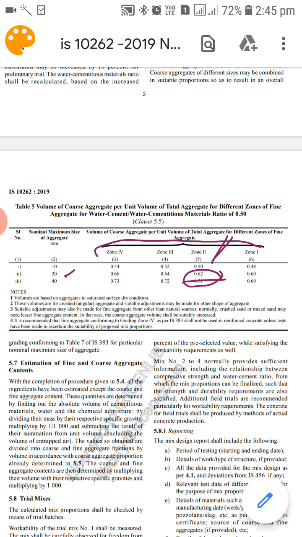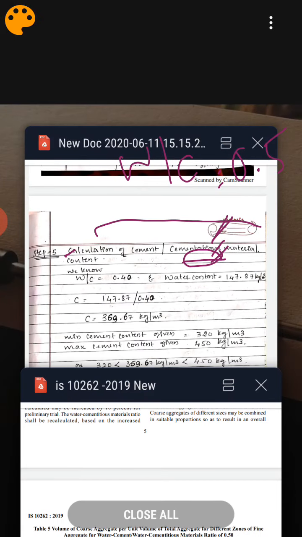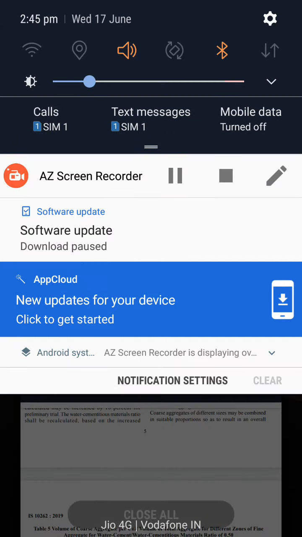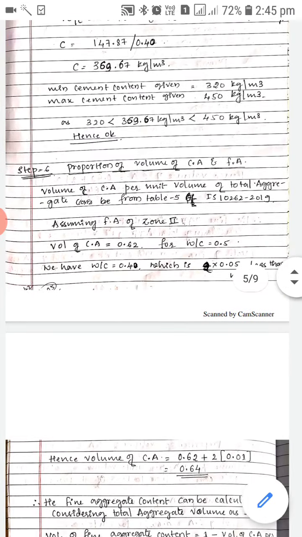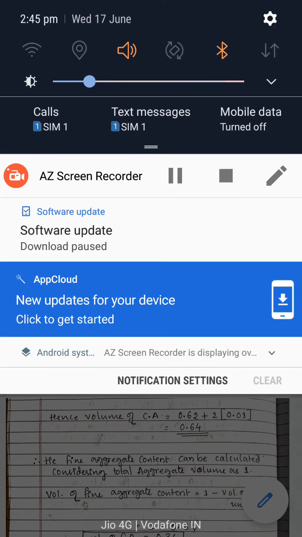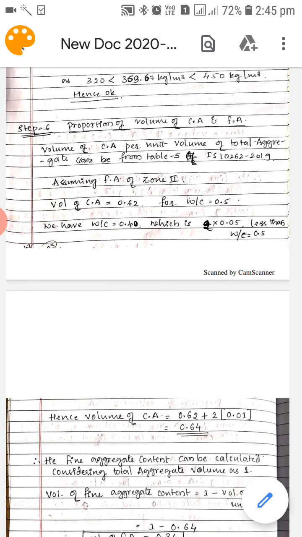The values in this table are for a water cement ratio of 0.5. So if there is any increase or decrease of water cement ratio, we have to increase or decrease the value taken from the table by 0.01. Coming back to the numerical here, the volume of the coarse aggregate from the table comes out to be 0.62 for a water cement ratio of 0.5.